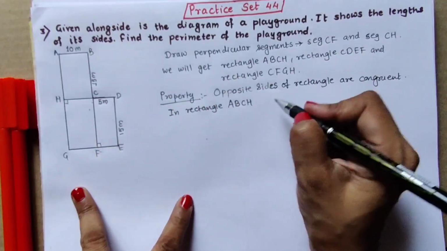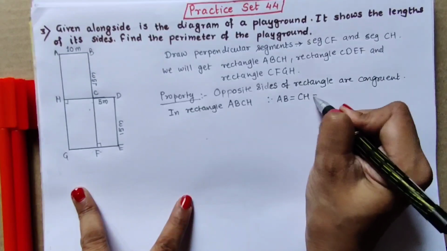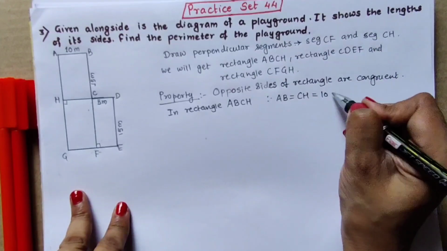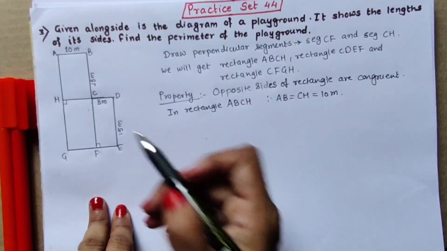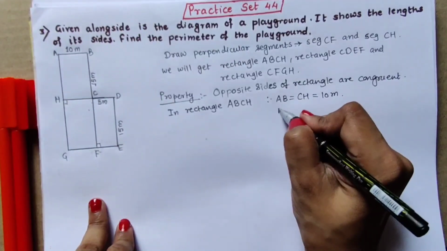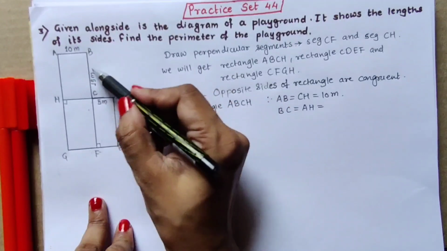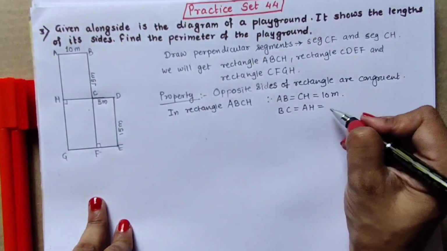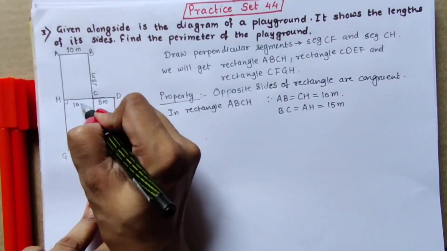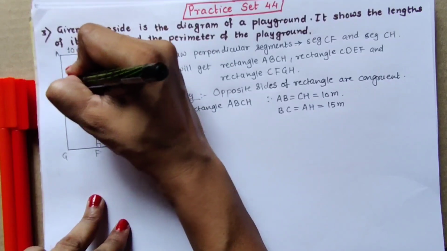So AB is equal to CH. AB is 10, which means CH is also 10 meter. Now again, which are two opposite sides? BC and AH. BC is equal to AH. Now BC is 15, that means AH is also 15 meter. So in this way, we have got CH as 10 meter and AH as 15 meter.